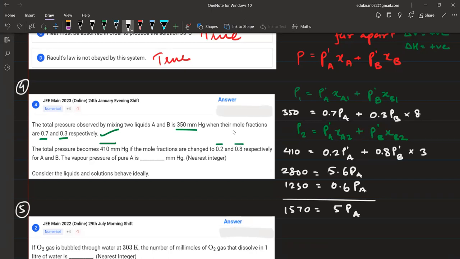Why did your answer still come out wrong, 1570? PA will be 314, right. How did 4 come? 5.6 minus 0.6 will be equal to 5 PA, right Marita? Yes sir. Okay, now they have got 50.